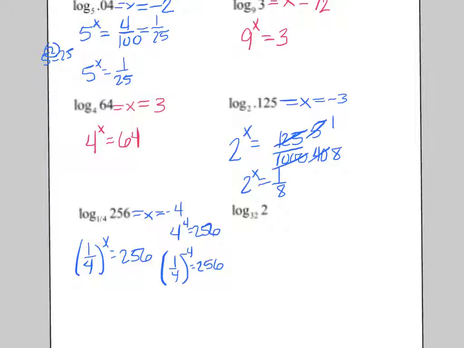And let's see, one last one here. Log base 32 of 2 equals x. So 32 to the x power equals 2. So it looks like I'm rooting it. Now I know that 2 to the 5th power equals 32. So if I'm going the other way, 32 to what power equals 2, I'm going to need the 5th root, which is 1/5.